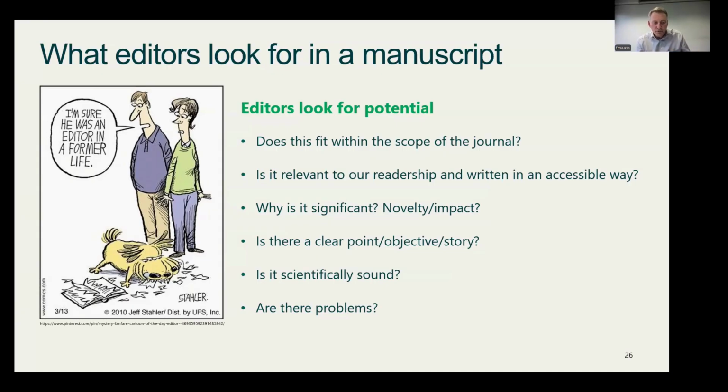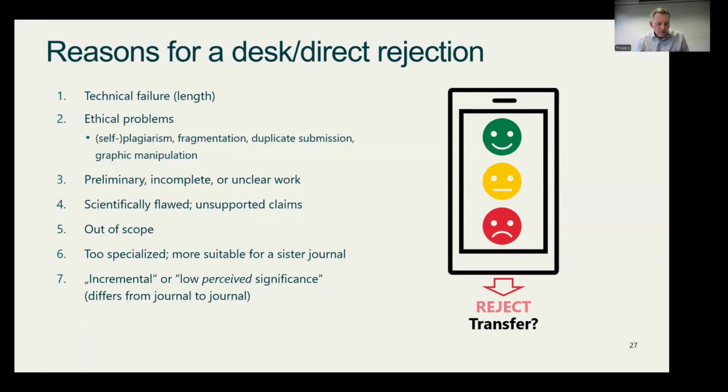Editors are not searching for perfection. We are looking for potential and for convincing scientific contribution. A desk rejection does not necessarily mean that the science is poor. In most cases, it's not. It's just a matter of does the article fit in this specific journal, or are there other journals that are more suitable?